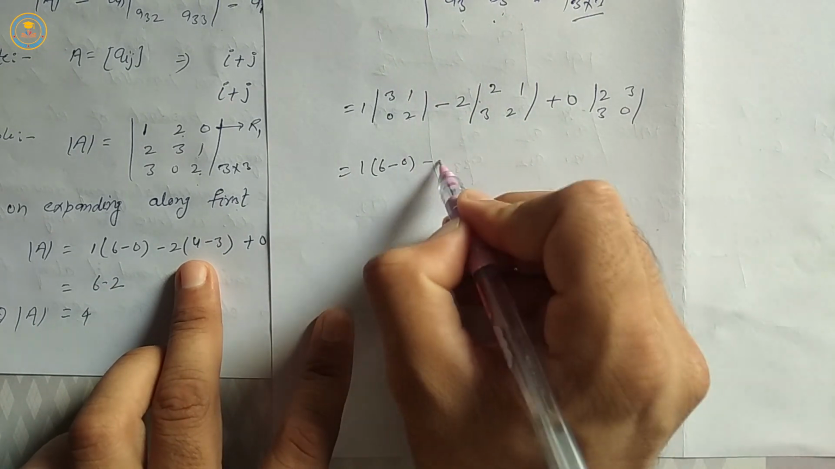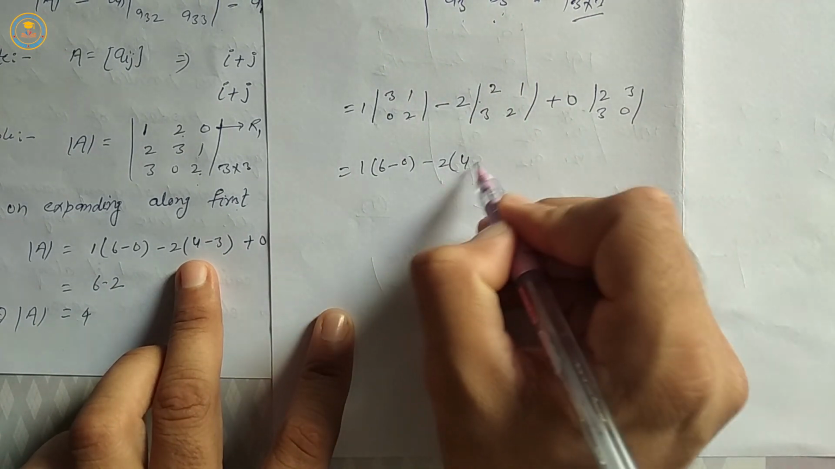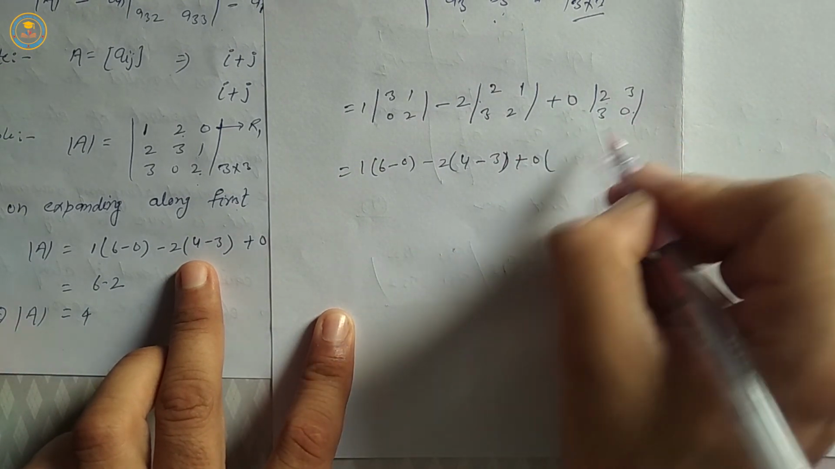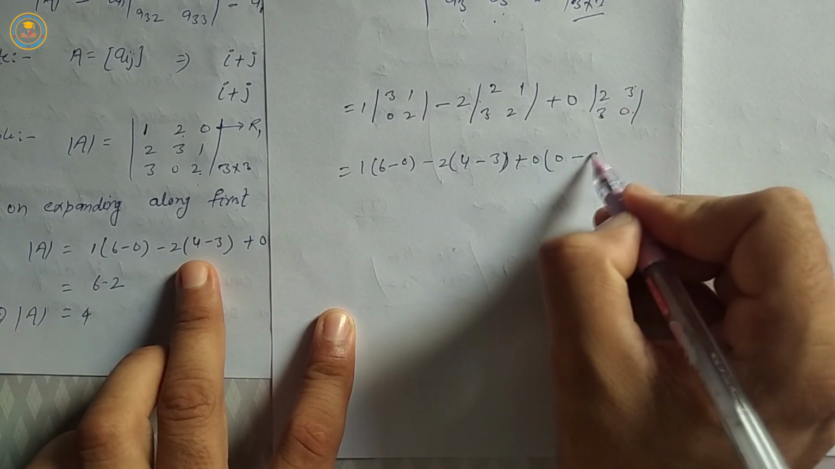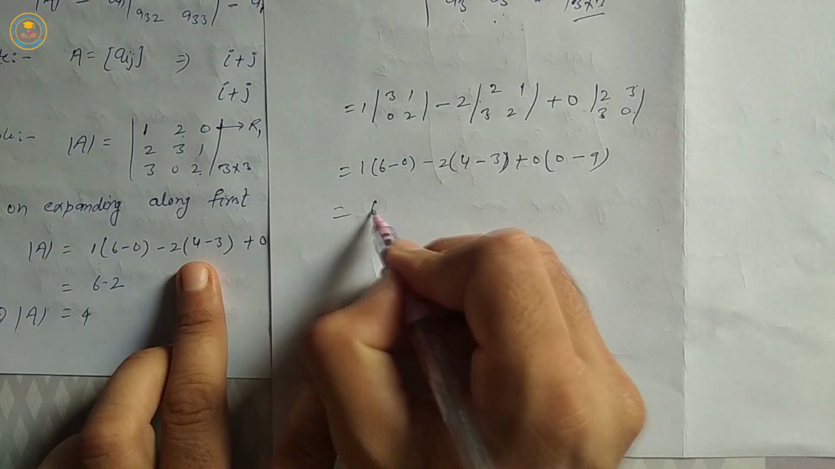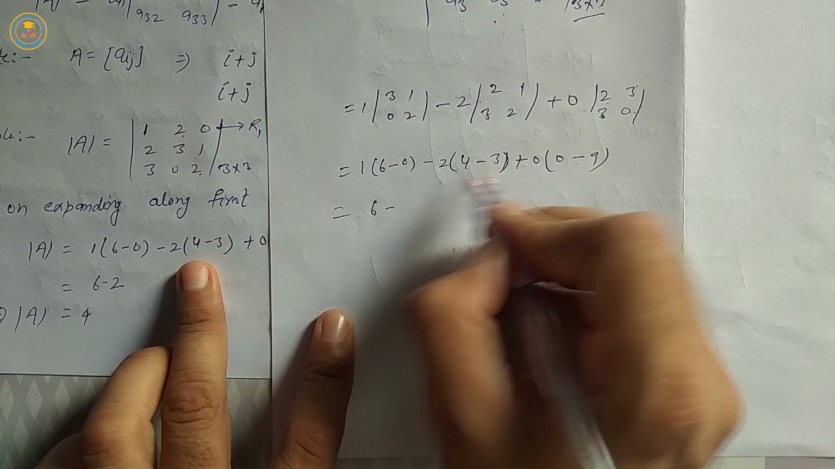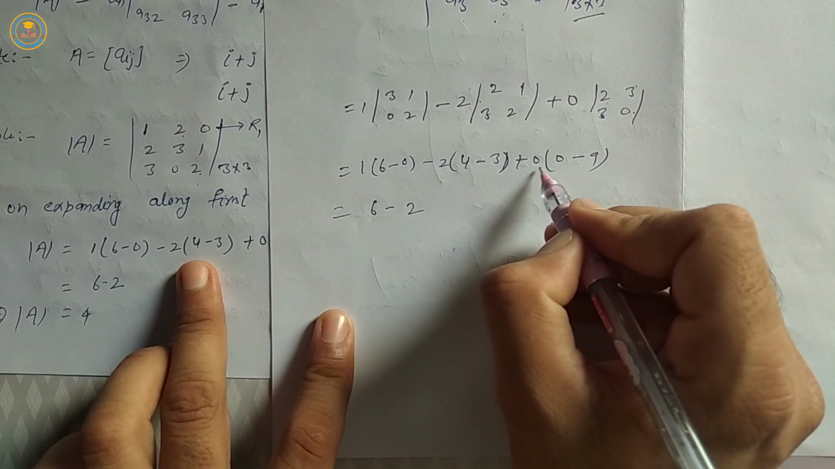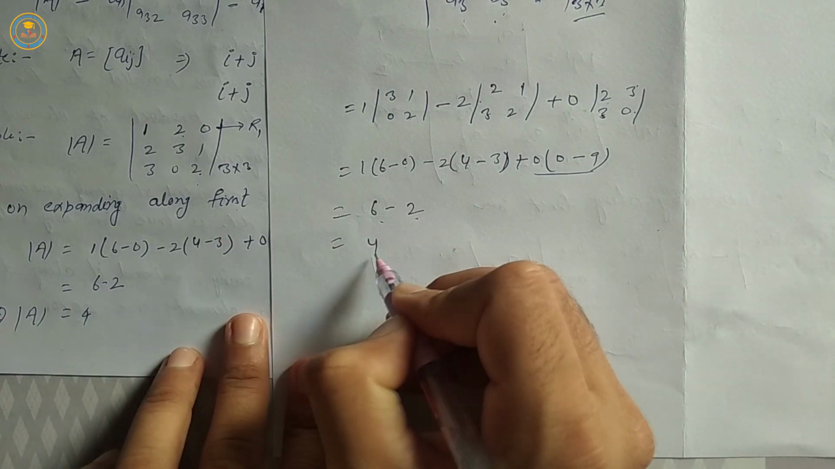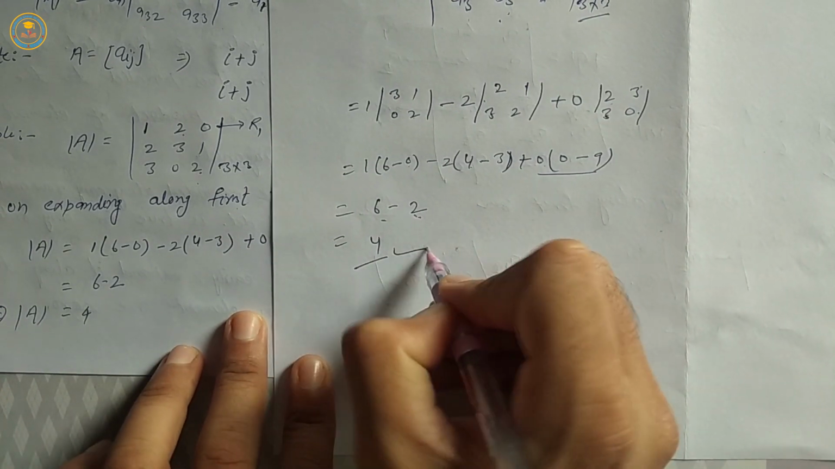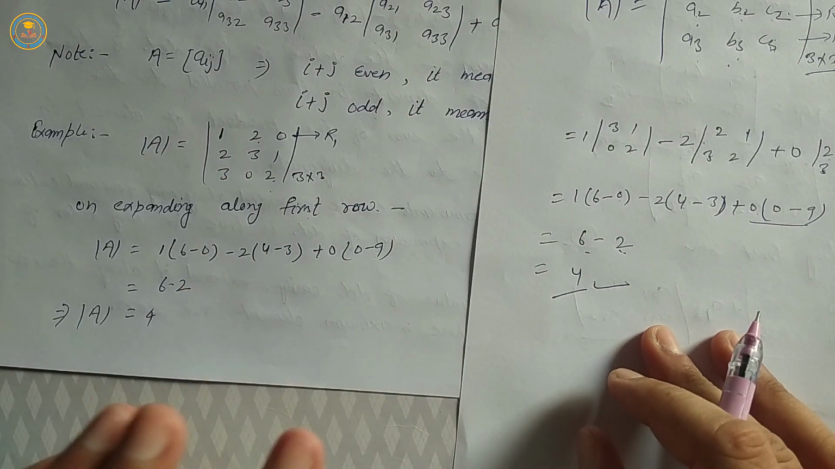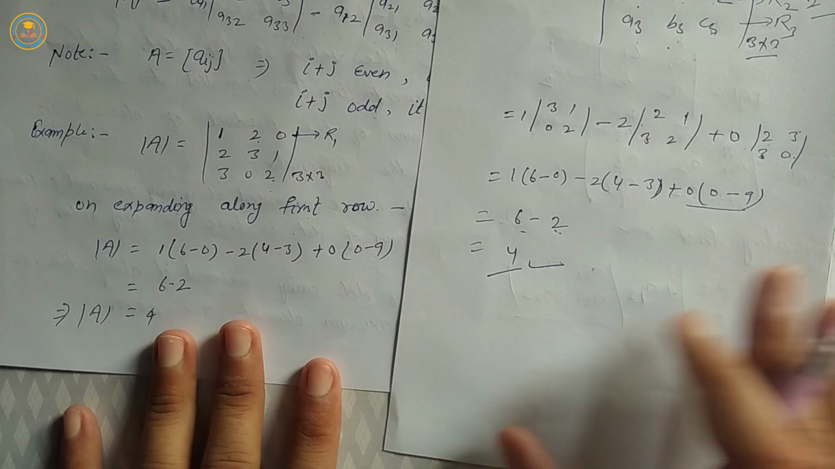Minus 0. Minus 2 into 2 into 2, 4, minus 3 into 1, 3, plus 0 into 2 into 0, 0, minus 3 into 3, 9. So 6 minus 0, 6, 6 into 1, 6, minus 4 minus 3, 1, 1 into 2, 2, plus 0. 6 minus 4, that is 6 minus 2, is equal to 4. That is the answer for the determinant of A.